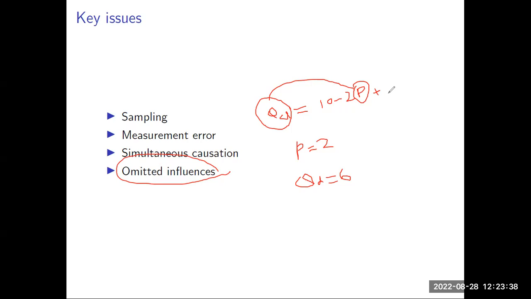So omitted influences are dealt with, and for that, you have to have a correctly specified model. By a correctly specified model, we mean a model that should include all those variables that should be there, and should not include all those variables which should not be there.